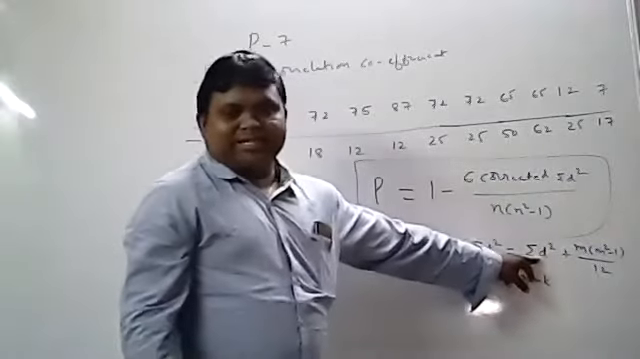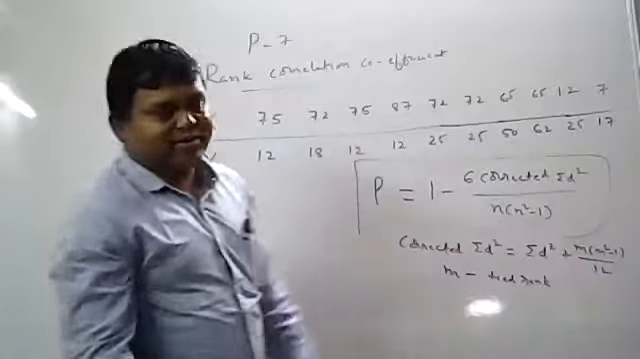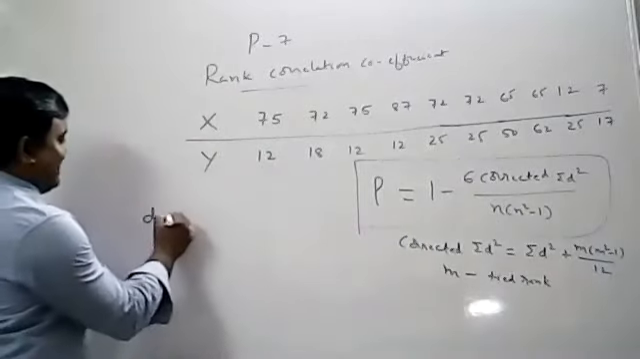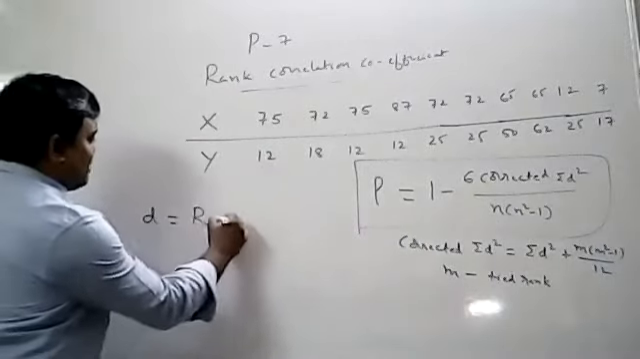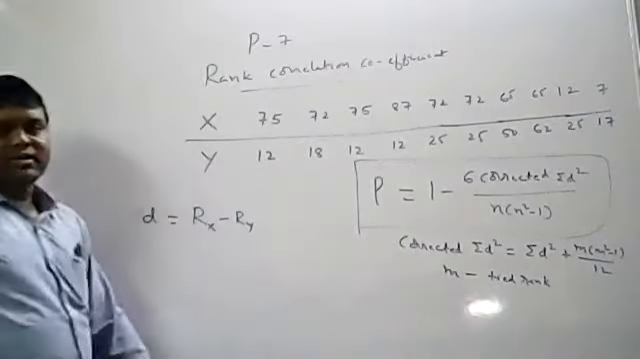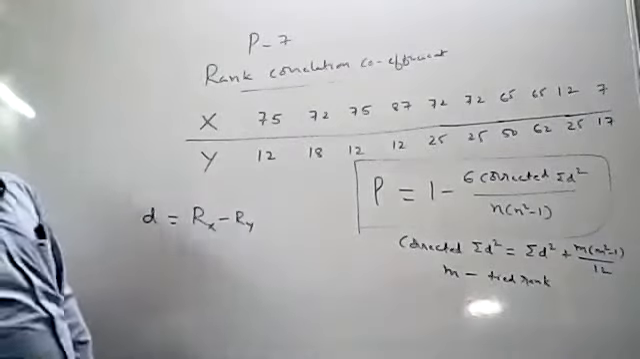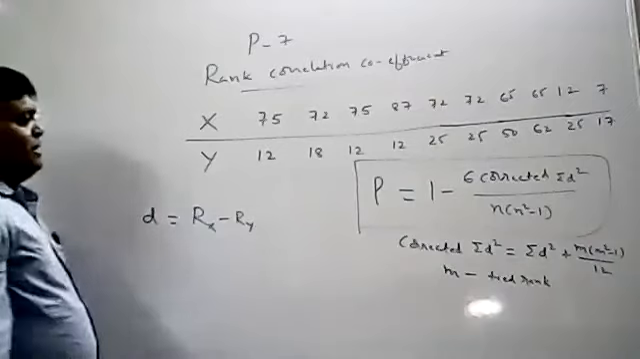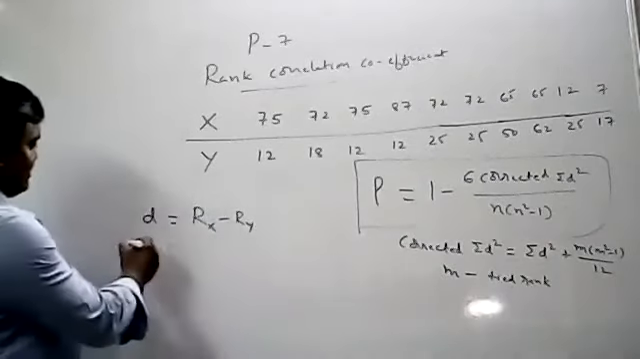Now you have to calculate what is D square. D square means first you have to calculate D. Next line: D equal to, what is the D formula? All of you know the D formula. D equal to Rx minus Ry.